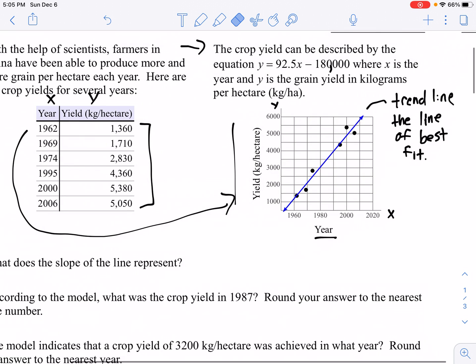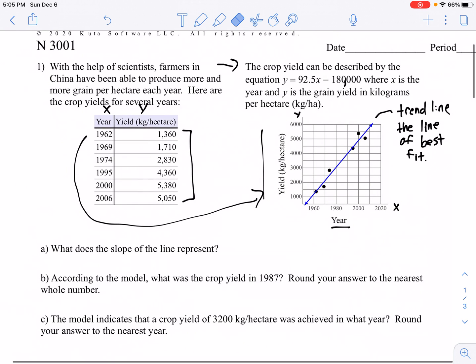So we have our years, we have the yield, we have our scatter plot. What we want to be able to do is understand what the information is saying and then apply it so that we can find certain information. So it says on A, what does the slope of the line represent?